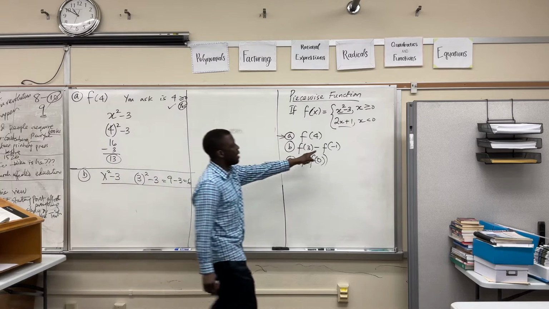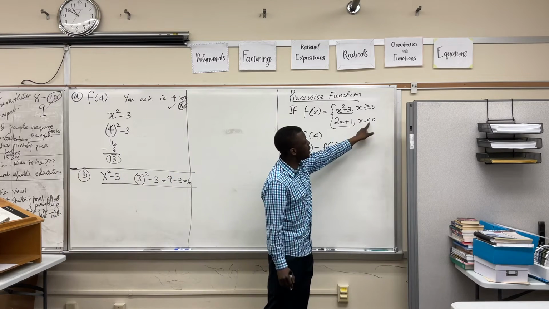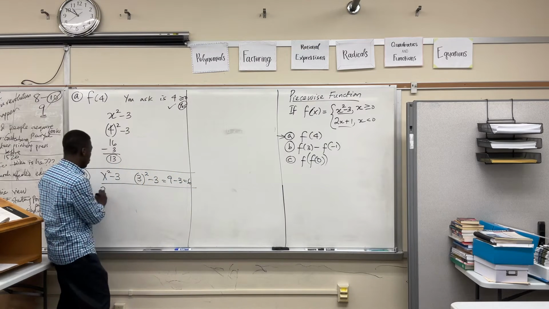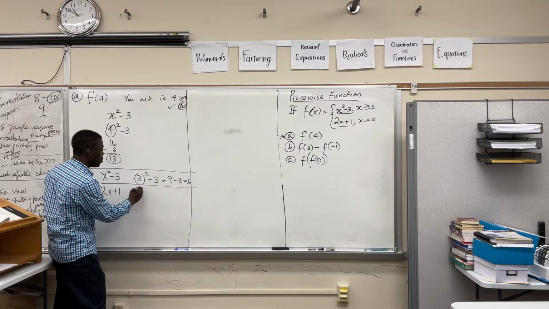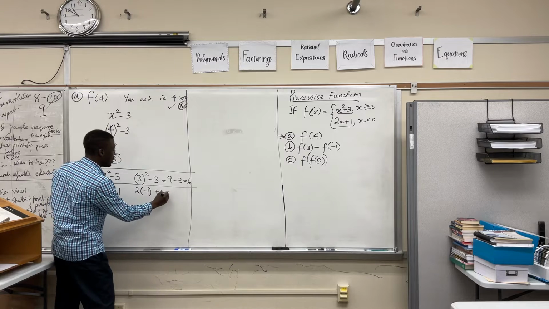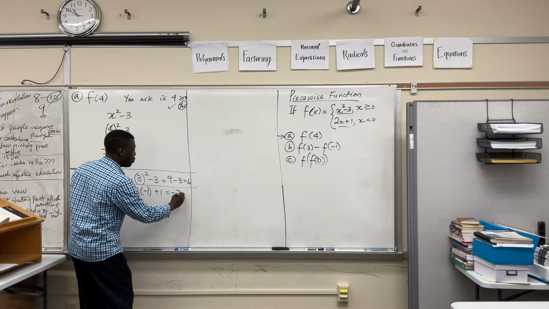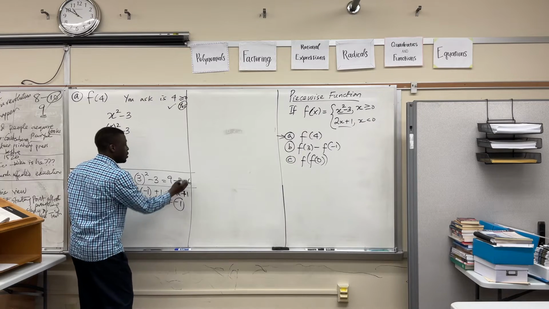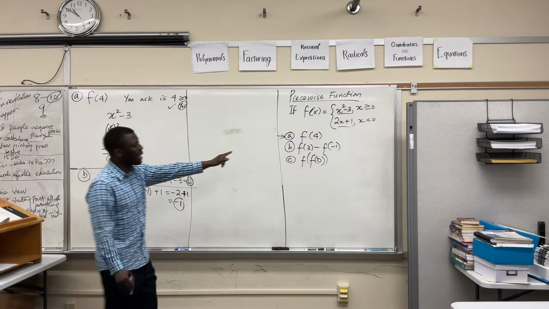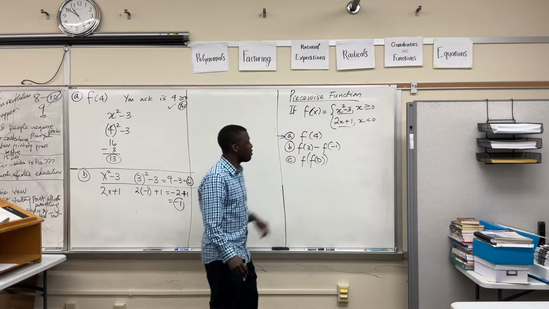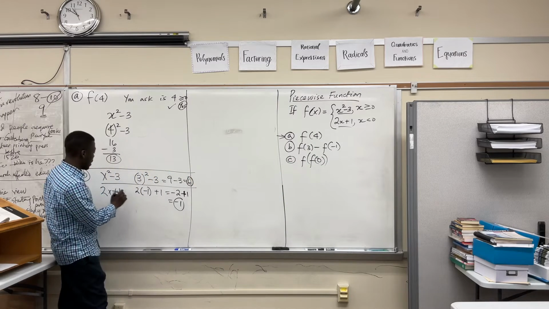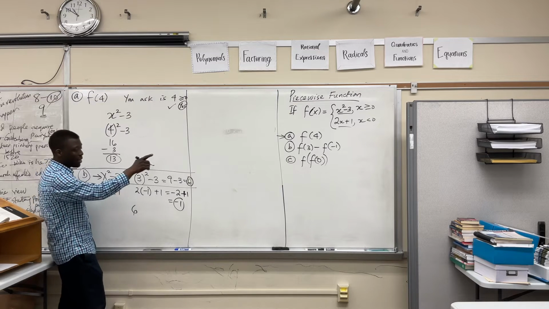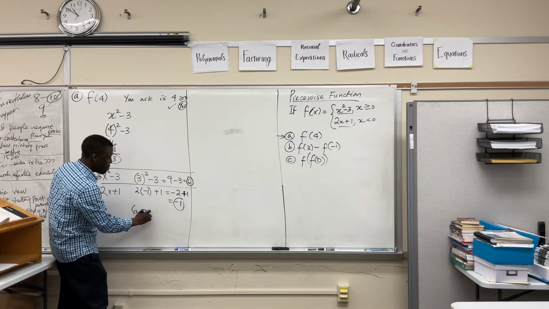However, f of minus 1, is minus 1 less than 0? Yes. So use 2x plus 1 for your function. So 2x plus 1, so you say 2 times minus 1 plus 1 is equal to minus 2 plus 1, which is minus 1. So now the question said f of 3 minus f of minus 1. So basically it will become, what is f of 3? 6. What is f of minus 1? It will be minus 1.